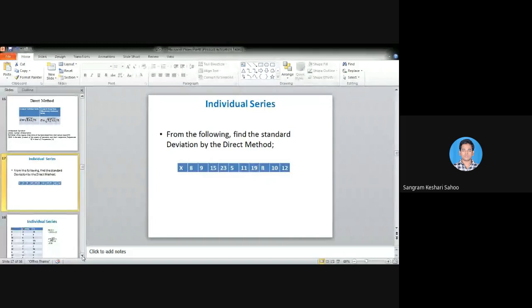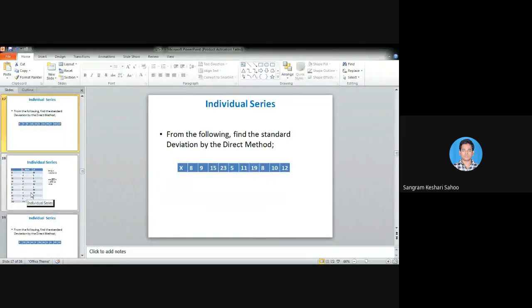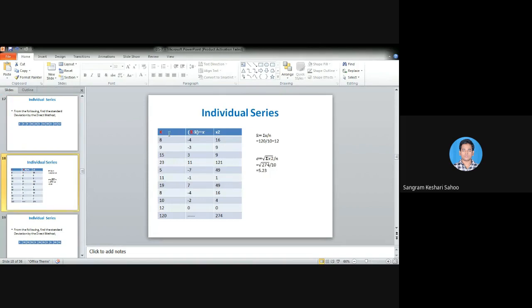The first step is to draw a particular table. The table has X, the number of variables here, that is 8, 9, 15, 5, 11, 8, 10, and 12. For this type of problem, first you have to write down the values of X, then calculate X minus X bar, that is denoted as small x. The first column belongs to capital X, the second column belongs to small x, that equals X minus X bar.